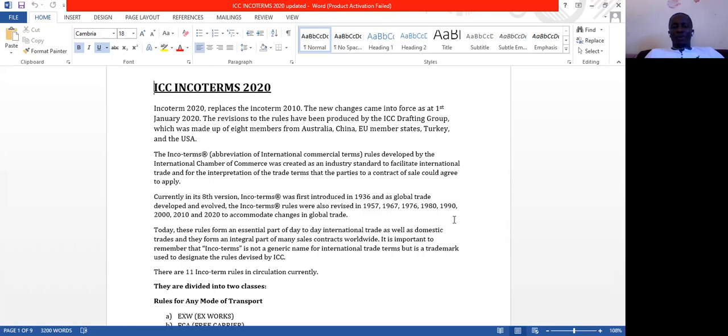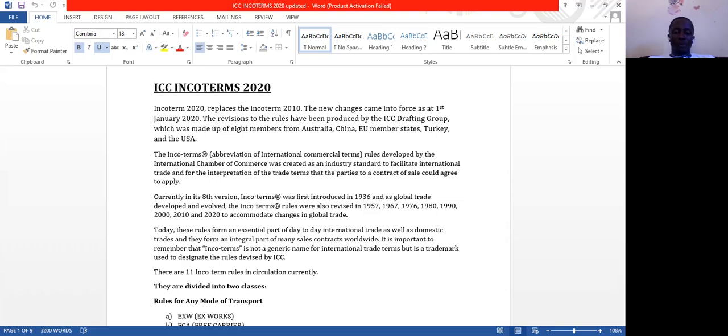The International Chamber of Commerce created Incoterms as an industry standard to facilitate international trade and for the interpretation of the trade terms that the parties to a contract of sale could agree to apply. Currently in its 8th version, it was first introduced in 1936. As global trade developed and evolved, the Incoterms rules were revised in 1957, 1967, 1976, 1980, 1990, 2000, 2010, and now we have the 2020.